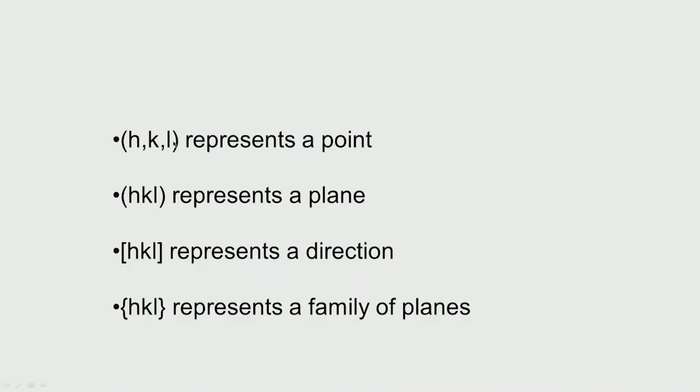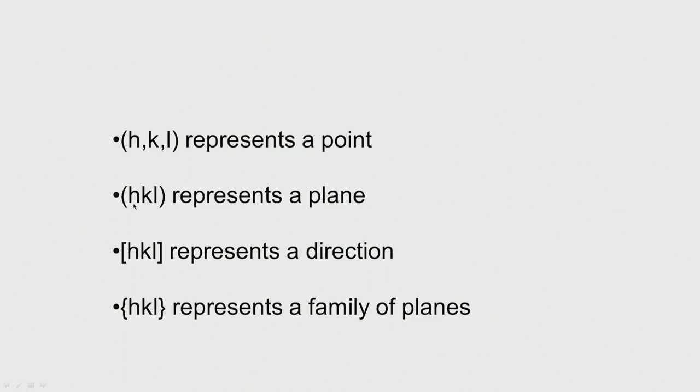In 3 dimensions, a point can of course be represented by H, K, L. If a point is 1 centimeter away from the origin in the x direction, 2 centimeters away in the y direction, and 3 centimeters away in the z direction, then that point is called 1, 2, 3. This we have studied in school.